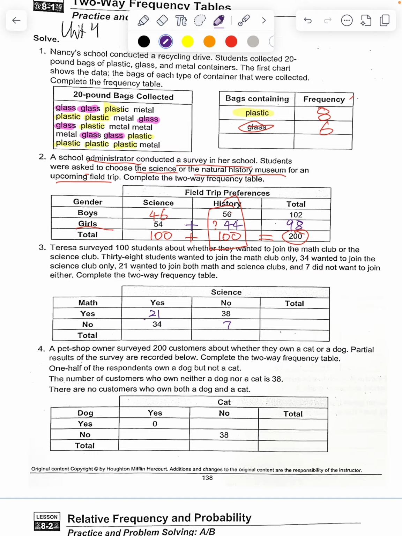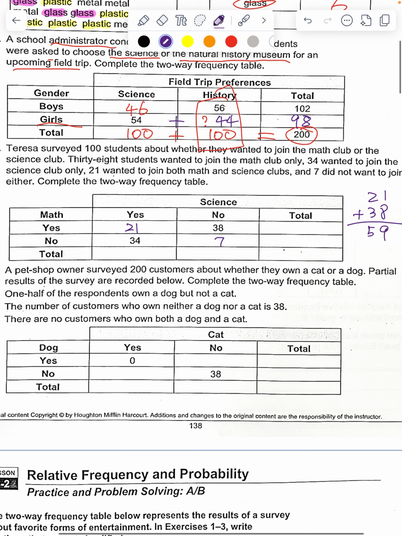Let's figure out the row total here. So 21 plus 38. Oh, that's 59. So 59 here. And then 34 add 7 should be here. That number should be 41. I believe it's 41.